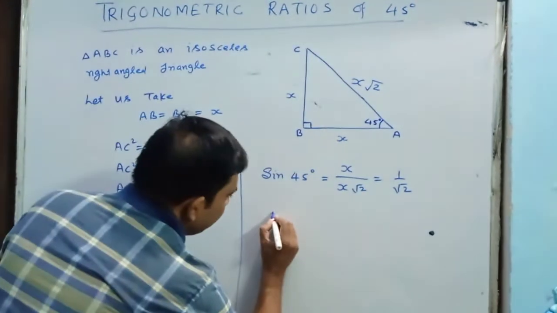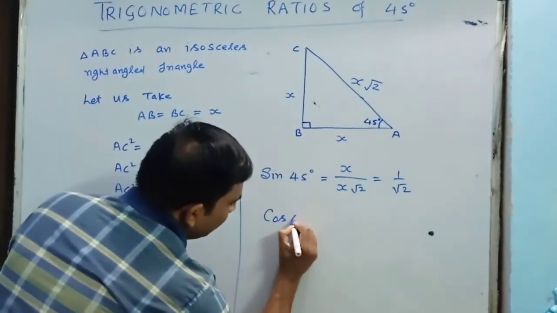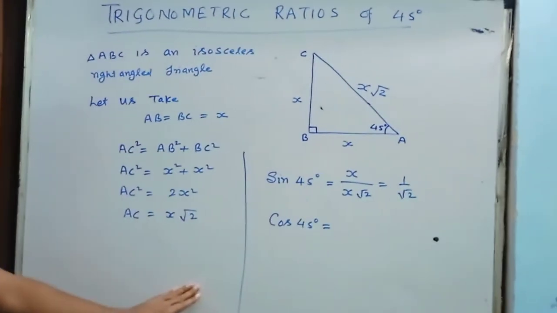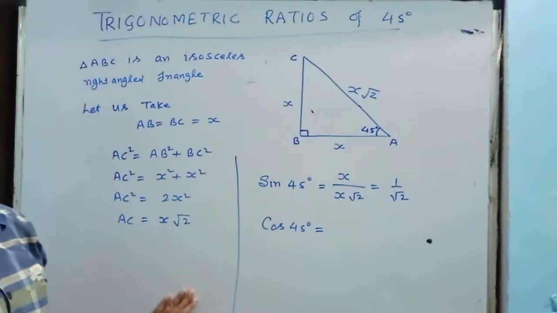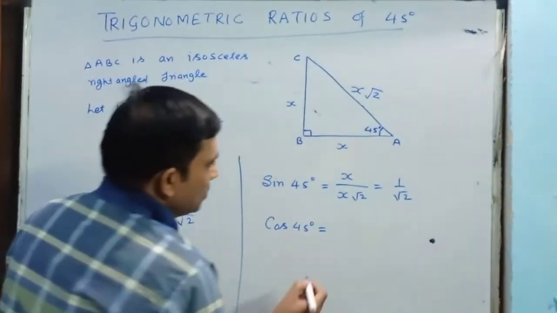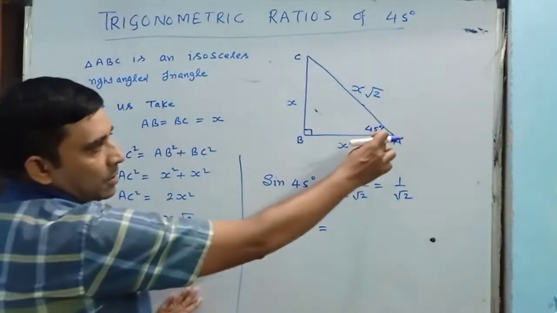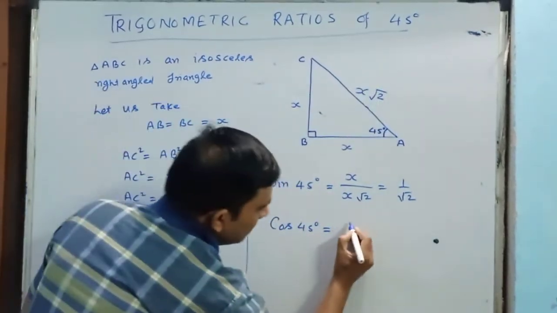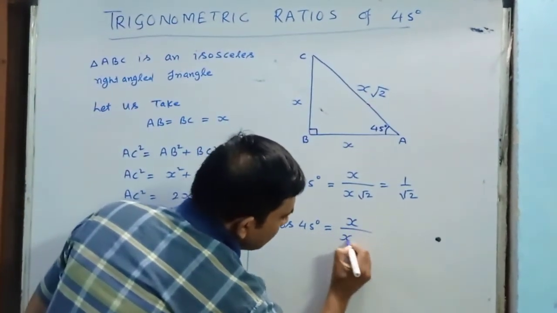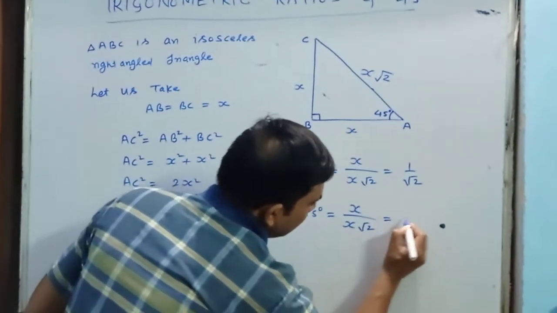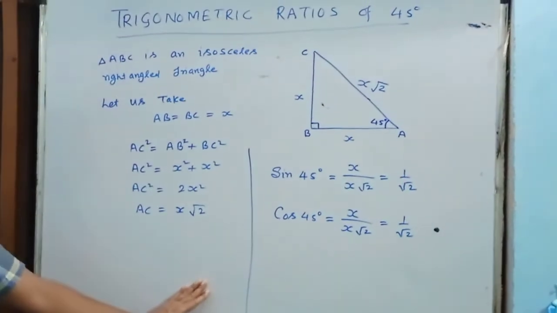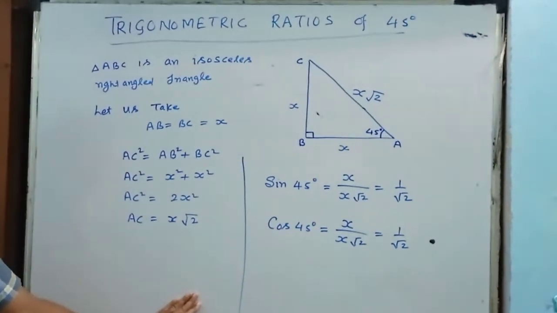In the same way, by definition, we will find the value of cos 45 degree. Cos of any angle, by definition, it is ratio of base to hypotenuse. Base to hypotenuse. For this angle, this is base, this is hypotenuse, then it is x upon x root 2, again 1 by root 2. The value of cos 45 degree is equal to 1 by root 2.